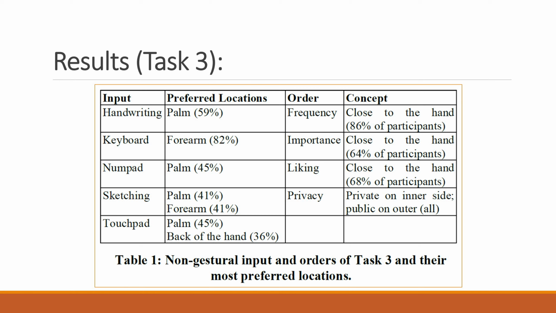And as we talked about with the palm versus forearm and hand, we see that in the sketching, which usually sketching was considered to be most important was privacy of your sketch. And if it was performed on the inside, 41% of private sketchings were done on the inside of the palm.